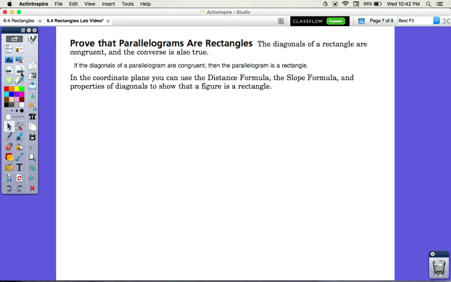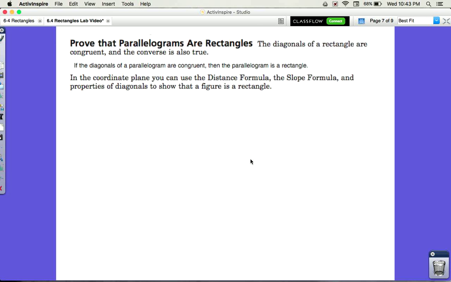Now, this is probably the harder concept to grasp, the second concept, but I also know that these problems take a little longer, so I didn't have you do any practice problems in the video. In this case, we're asked to prove that parallelograms are rectangles. Since the diagonals of a rectangle are congruent, the converse is also true, which means that if the diagonals of a parallelogram are congruent, then it's a rectangle. So if I can show that the diagonals are congruent, then I know that it's a rectangle.